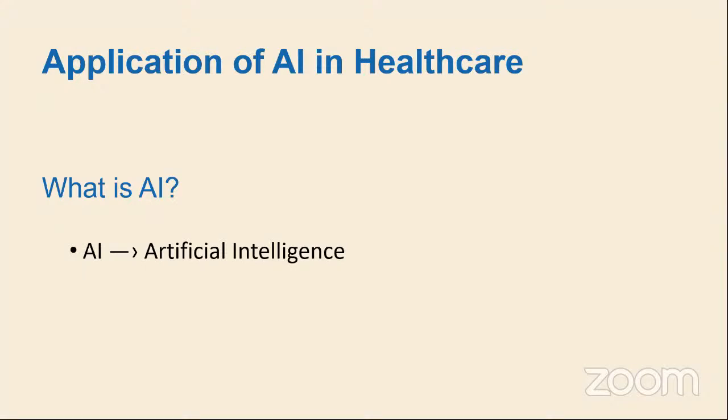Now here in the term artificial intelligence, there are 2 words. We need to understand first what are the meanings of each of the 2 terms. The first term is artificial and the second one is intelligence. So let's come first to the second word, that is intelligence. What is intelligence?